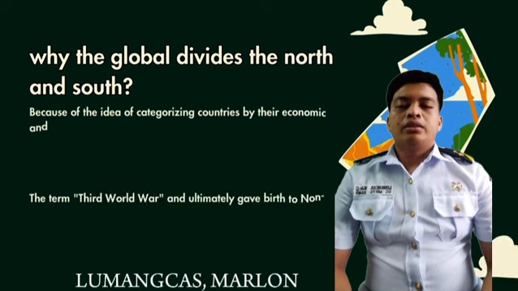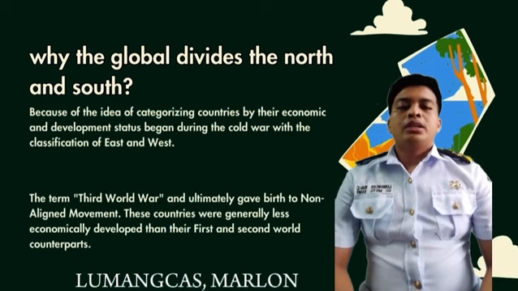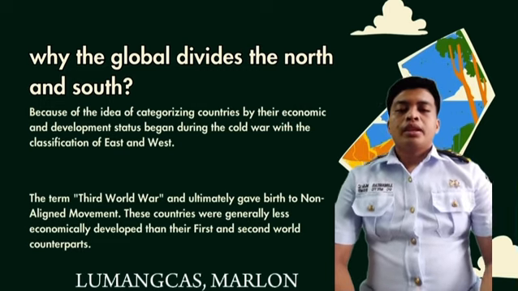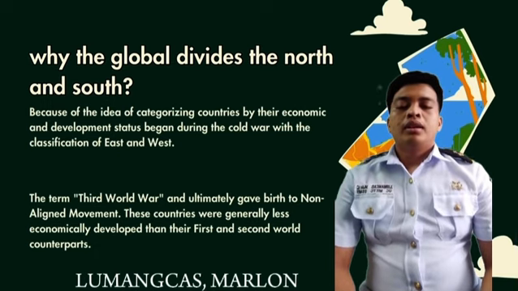Why the global divide between the North and the South? Simple. The idea of categorizing countries by their economic and development status began during the Cold War with the classification of the East and the West. The Soviet Union and China represented the East, and the United States and their allies represented the West. The term Third World emerged and ultimately gave birth to the non-aligned movement.